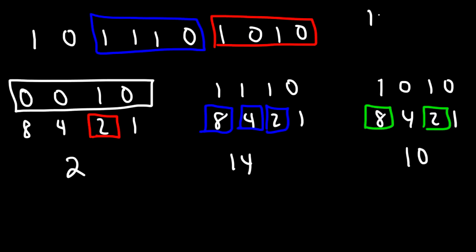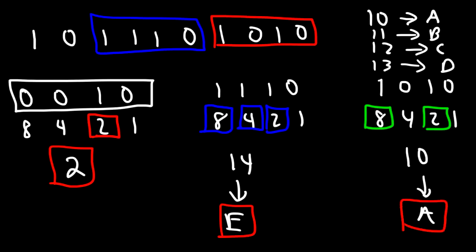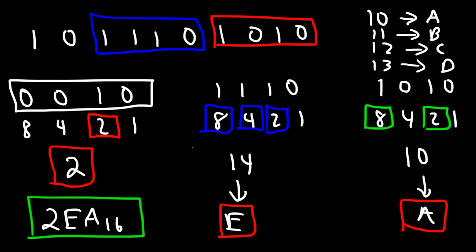Now recall that 10 corresponds to A, 11 corresponds to B, 12 corresponds to C, 13 corresponds to D, which means 14 corresponds to E. We could replace 10 with A. So the answer is going to be 2EA. So it's 2EA in the hexadecimal system. And so that's it. That's how we can convert this binary number into a hexadecimal number.